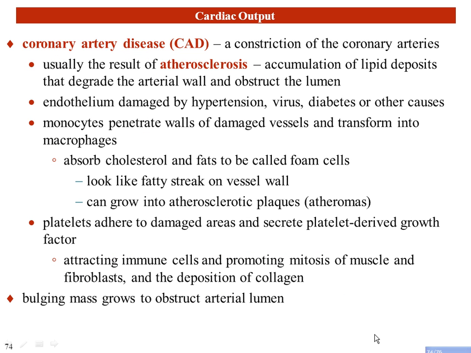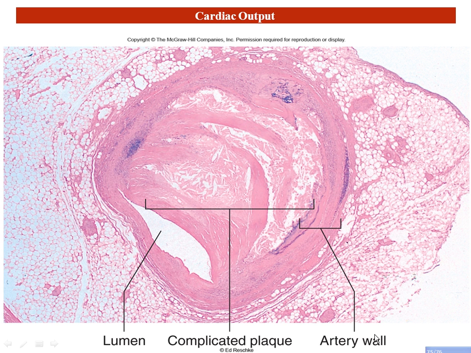Okay, the last part, the chapter goes over a few things on coronary artery disease, you know, constriction of the coronary arteries. Obviously, one of the main causes of this is atherosclerosis, okay, accumulation of lipid deposits, greatly reduced blood flow. Okay, so a coronary artery can look like this.